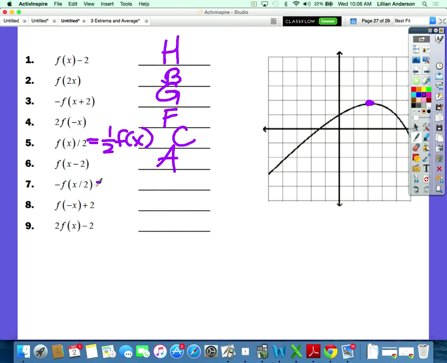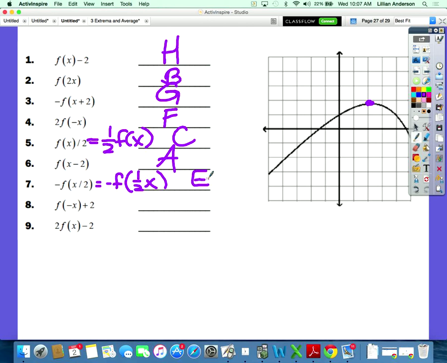Same concept as before. This can be written as 1/2 x on the inside, and the negative on the outside. What does the negative on the outside mean? Flip over the x-axis, so it's upside down, and then it's going to be stretched which way? Horizontally by a factor of 2. So that means that all of my x's are going to get multiplied by 2. It's going to be upside down. Which one? E.